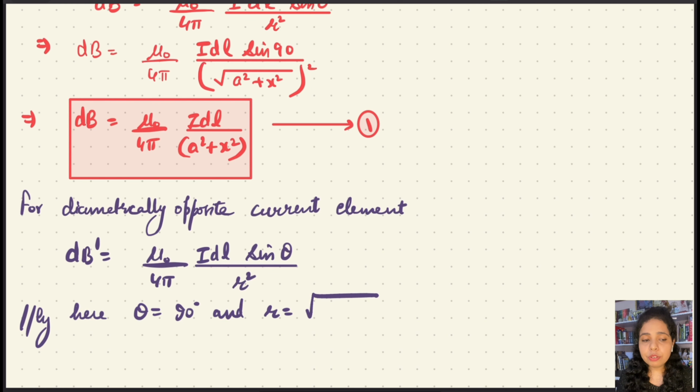Now from equation number 1 and equation number 2, it is clear to us that dB is equal to dB dash, but these are equal in terms of magnitude only. These are not equal in terms of direction. So I have written dB is equal to dB dash in terms of magnitude, but the directions of dB and dB dash are not the same.